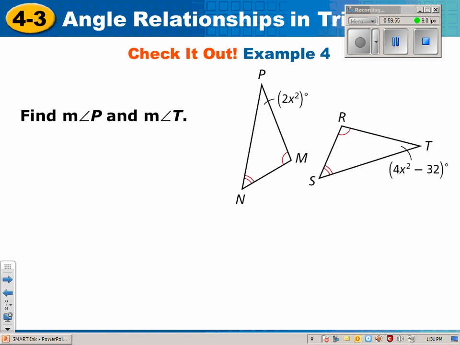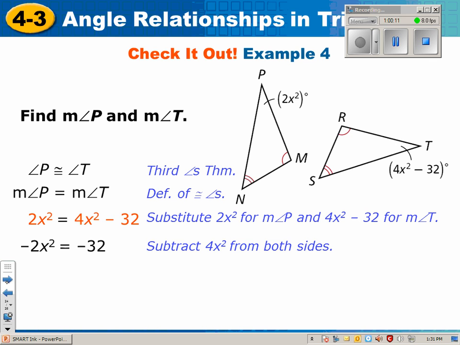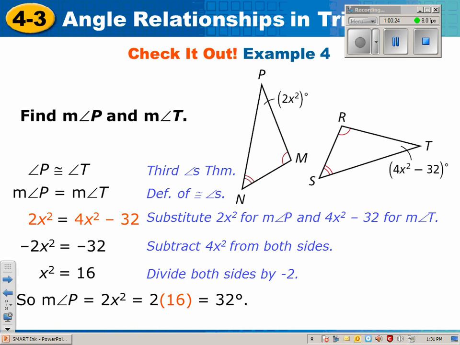what did you get for your answer for x? X was 4? Okay. Should have been that the angles were equal by third angles theorem, that 2x squared was equal to 4x squared minus 32, subtract 2x squared and add 32, so that you end up with 2x squared equals 32, divide by 2, and x squared is 16. So x is equal to what? Positive or negative 4.